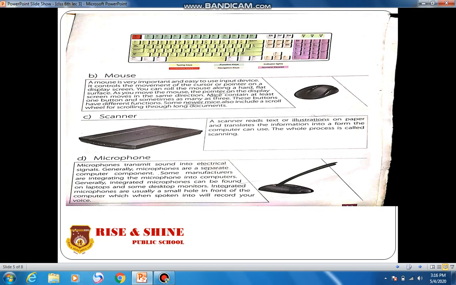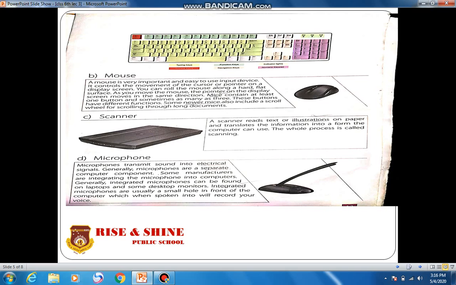Number third is scanner. A scanner reads text or information on the paper and translates the information into the form the computer can use. The whole process is called the scanning. Scanner is basically used to read the instruction and translate it into the form that computer can understand.